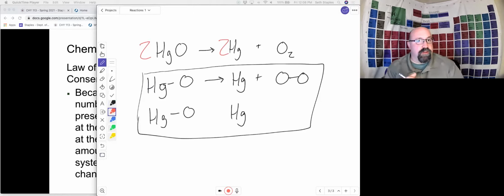Now we have a chemical equation that does not violate the law of conservation of mass. And so that's called balancing a chemical equation. In order to balance a chemical equation, you have to put numbers in front as coefficients in order to have the same number of each type of element on both sides of your equation.